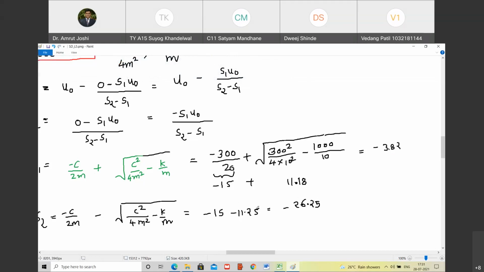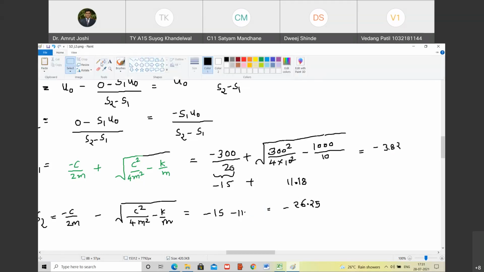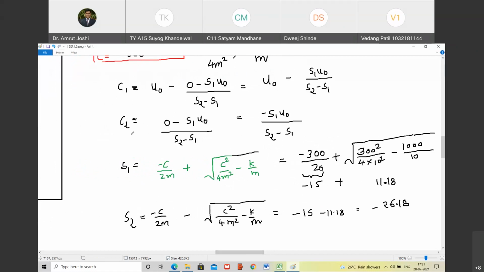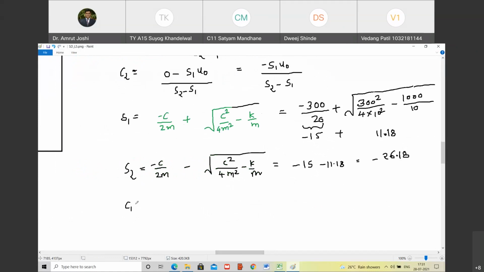Minus 15 minus 11.18. How much is that? 26.18. Is it? So these are the two values of S1 and S2. Now, can I substitute these two values of S1 and S2 here and get C1 and C2 easily? Agree with me?